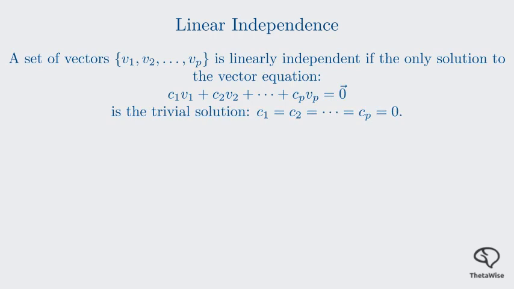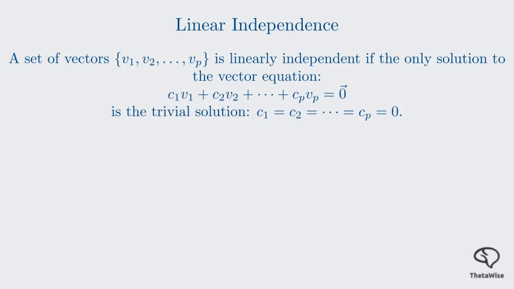If there is a non-trivial solution, meaning at least one of the c's is not 0, then the vectors are linearly dependent. This means that at least one vector can be written as a linear combination of the others. It's redundant. How do we test for linear independence?